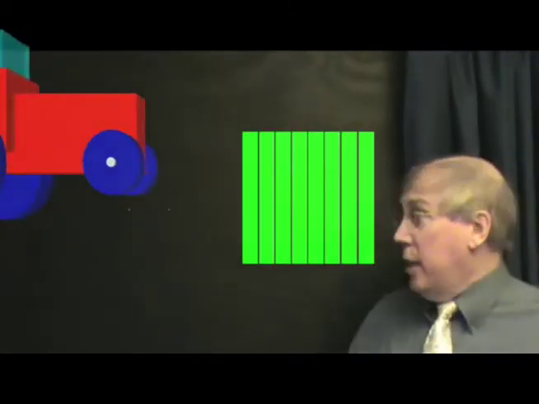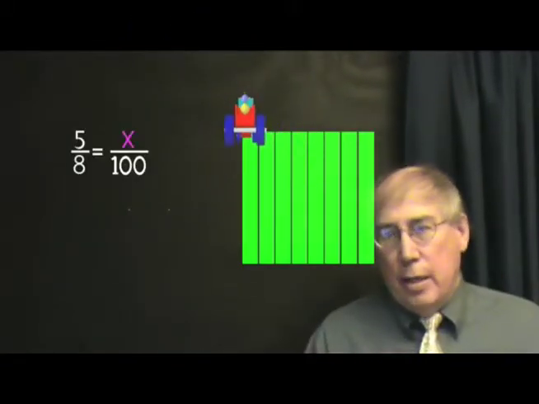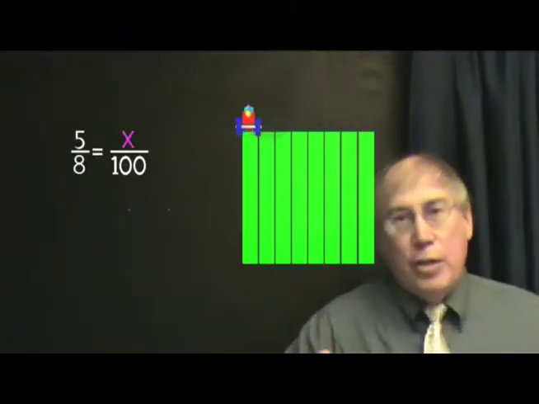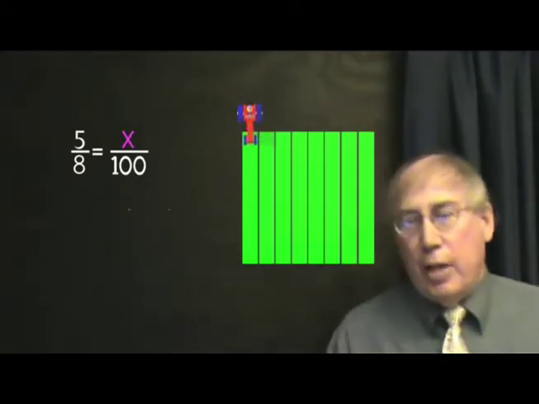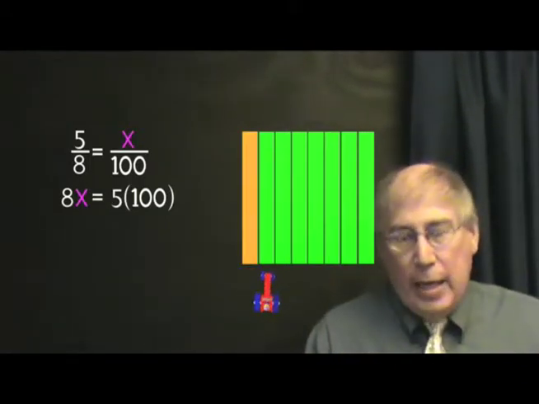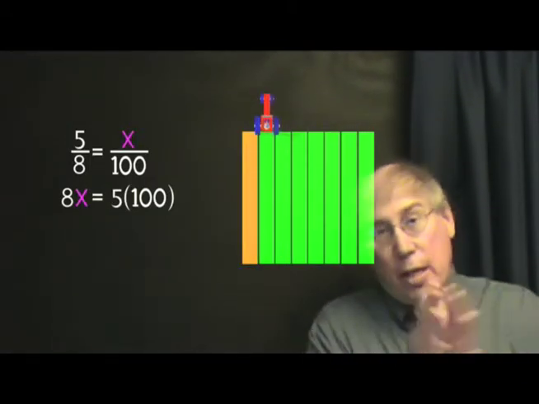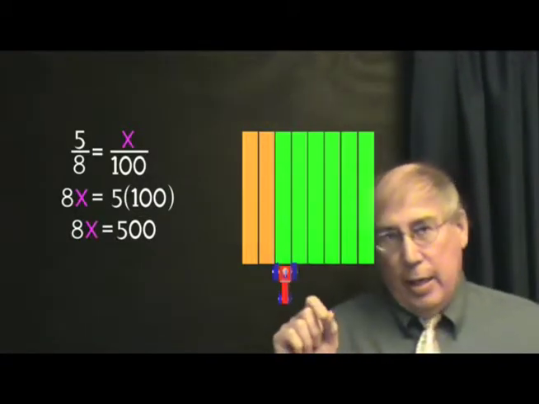Now, here is a farmer. He has a field, and he's going to plow this field in terms of 8 strips. Let's say that he plows 5 out of the 8 strips. What percent of 8 is 5? Well, we can set up a proportion, set that equal to x over 100.